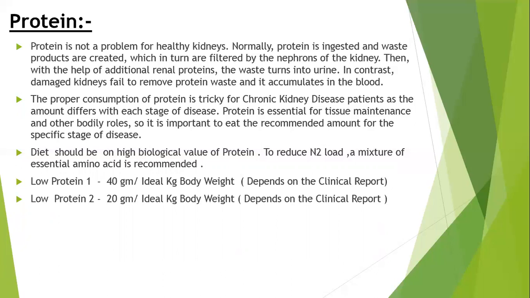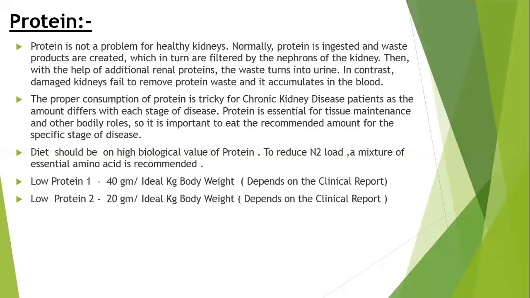So in dietary management, we will always try to maintain an ideal, good protein intake. Proper consumption of protein is tricky for chronic kidney disease because protein is an essential part. It's not that we always try to restrict protein as much as we can. No, then negative nitrogen balance and catabolism will occur. Protein is essential for tissue maintenance and other bodily roles, so it is important to eat the recommended amount for the specific stage of disease.